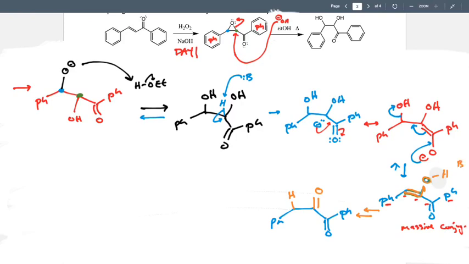So what will happen is step 1 is a base comes in, removes the hydrogen, shuttles the electrons. That would be a step 1. The step 2 is those electrons come out and react with hydrogen in solution. Okay? It is a solvent-mediated reaction happening in 2 steps. Okay?